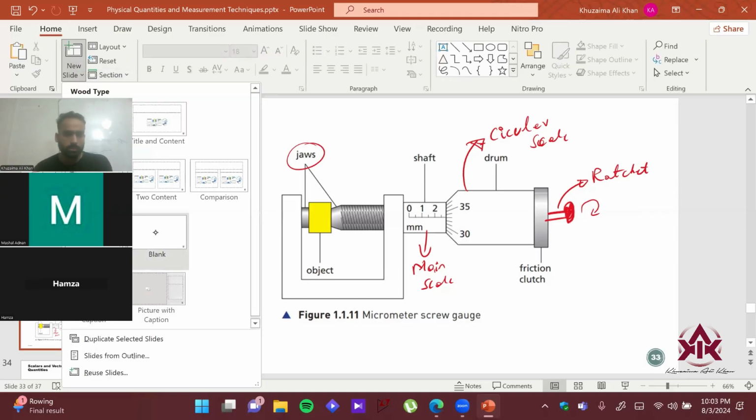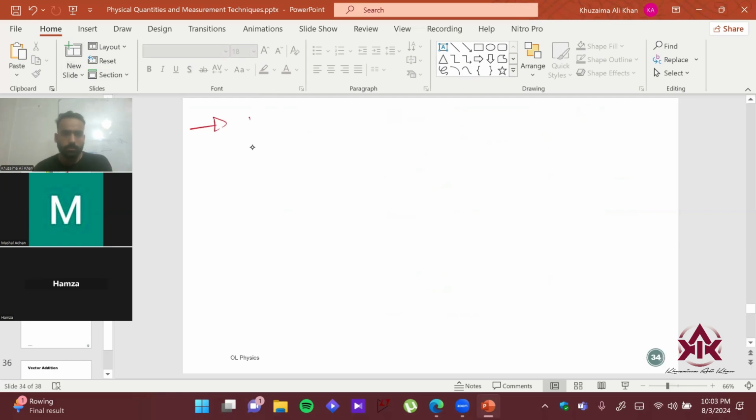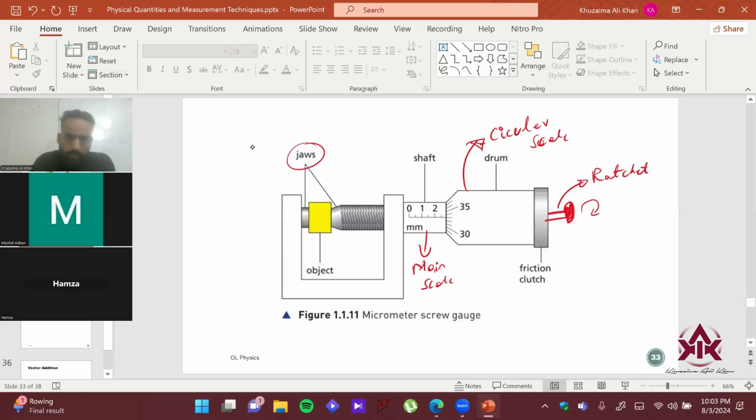ठीक है. So we have the jaws. What is the purpose of jaws? ये जो... Yes. अच्छा एक मिनट. ये सर्कुलर स्केल है, इसकी स्पेलिंग यही है या फिर?